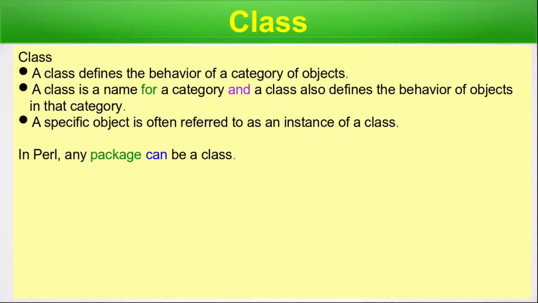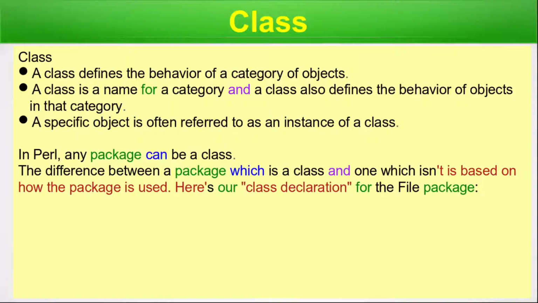In Perl, a package can be a class, as I said earlier, and the difference between a package and a class is based on how the package is used. Basically, object oriented Perl is a concept, and we'll come to know about a function called bless, which will make a regular package into an object oriented class. That blessing function we'll be talking about. So how can it be done?